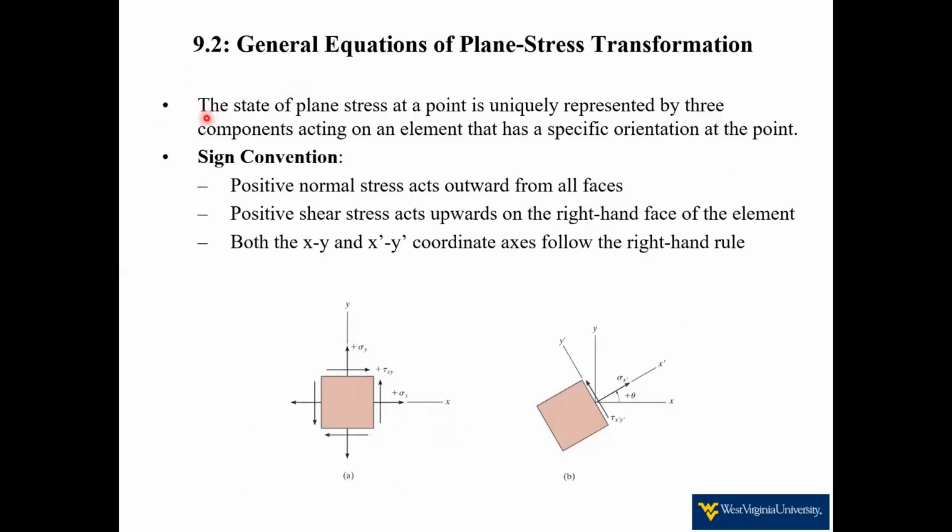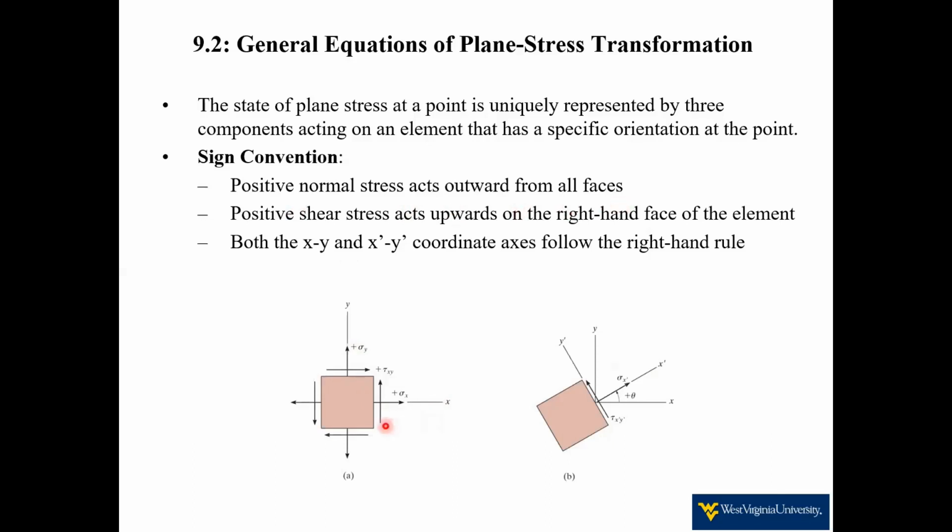Right, so our state of plane stress at a point, again, is uniquely represented by these 3 components acting on an element that has a specific orientation at the point. So this is our arbitrary x and y axes that we start out with, and then we rotate it through to our new axes, x prime and y prime. As usual, if we have a normal stress component coming out of a face, again, imagine this as a 3D cube, this normal stress coming out of the face, that's a tensile normal stress, that's going to be a positive one. Same thing goes for in the y direction. Okay, so positive normal stress acts outward from all faces.